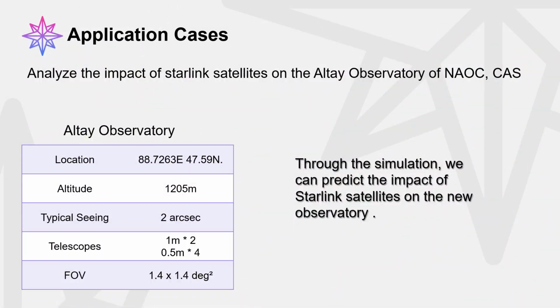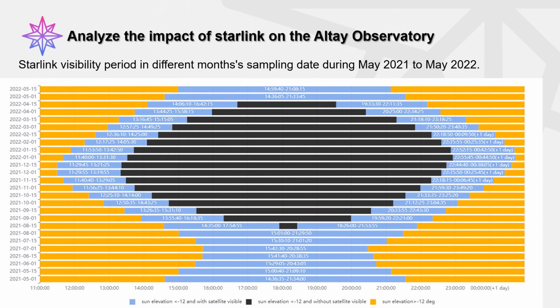Based on the features described earlier, we simulated the impact of Starlink satellites on the Altai Observatory. The table lists the location and other characteristics of the observatory, which is still under construction. First, we simulated the impact of Starlink on the observable sky zone of the Altai Observatory during a one-year period from May 2021 to May 2022.